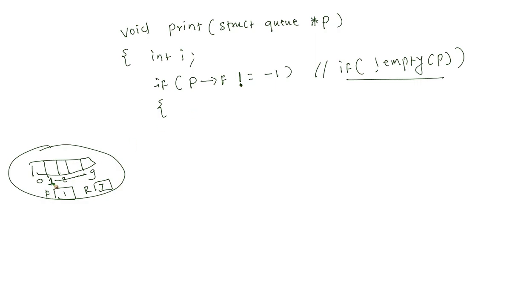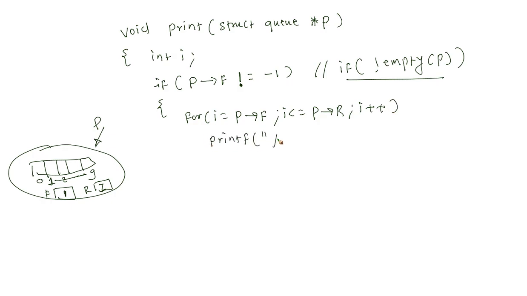So I should start a loop: for I assigned P arrow F, which means 1 in this case; P arrow F, I less than or equal to P arrow R. That means I'm going till R. Why am I using P arrow F and P arrow R? Because we have a pointer pointing to this Q, and I have to use this pointer to access the values of F and R. I plus plus.